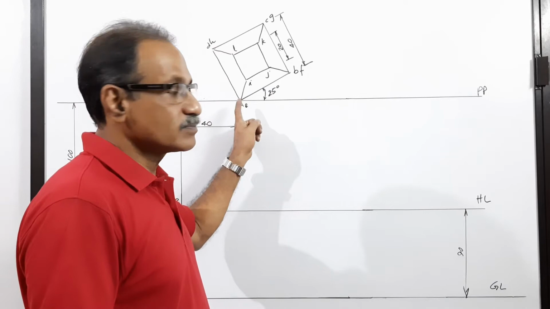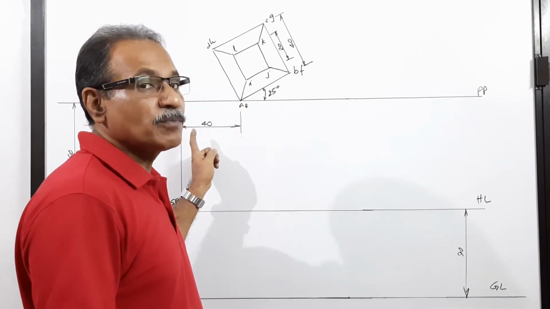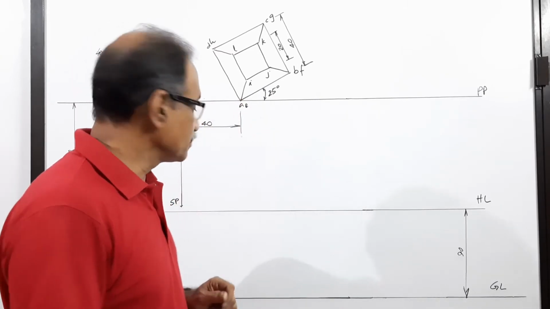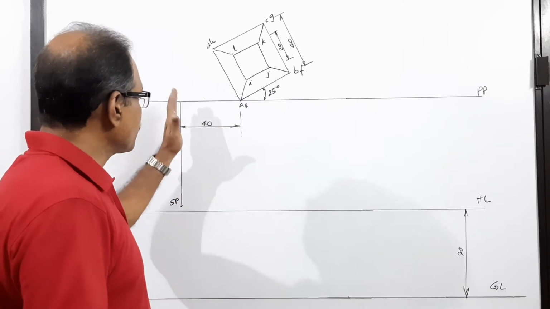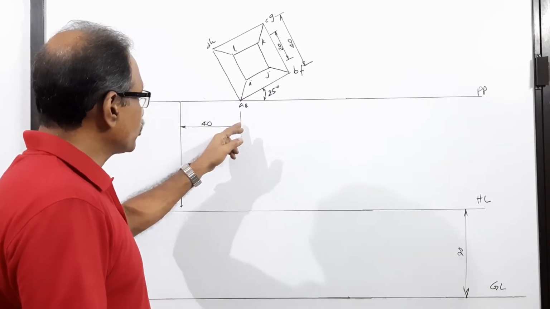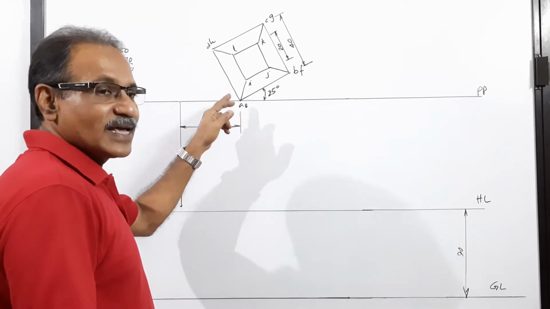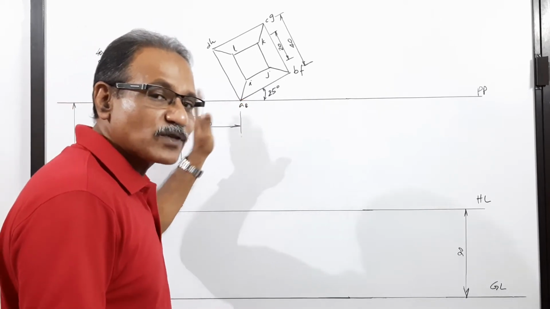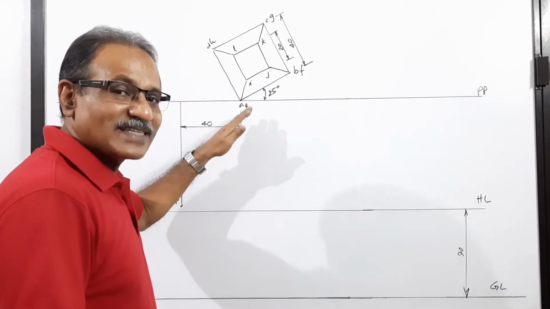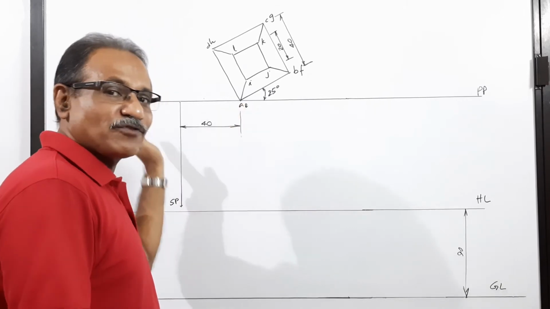This corner is 40 mm to the right of the eye. So where is the central plane? The central plane is 40 mm to the left of A. The corner A is 40 mm to the right of the eye. So where is the eye? The eye is 40 mm to the left of A.